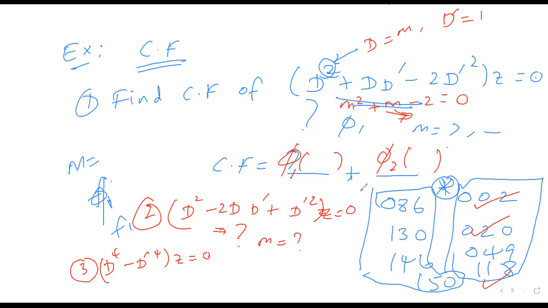Okay, good. What about the third question? So this is a question for three cases. What if it is a distinct root? What if it is a repeated root? What if we have a complex root? Okay, so what about 0, 4, 9, 146, 150, 30, 86?